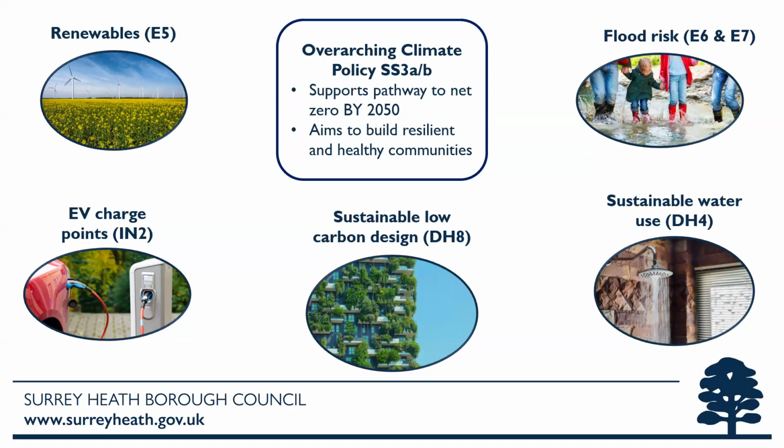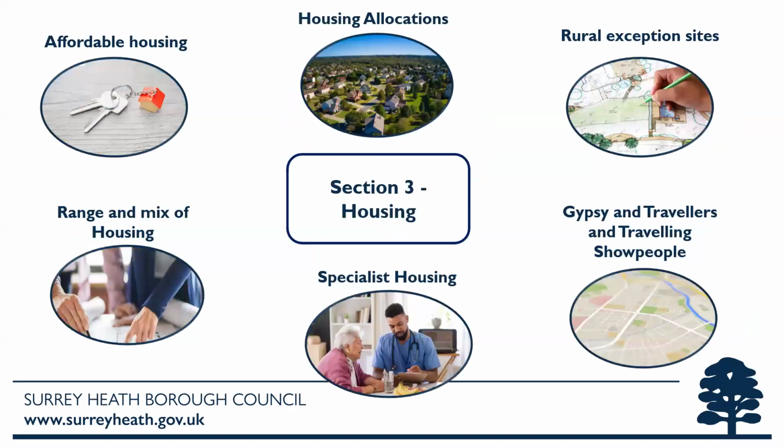Sustainable water policy DH4, which sets the maximum requirements for water efficiency and sets expectations for rainwater recycling. Flood risk policy E6, which sets out detailed requirements to ensure that development in the borough reduces flood risk and minimises the impact of flooding from all sources, as well as watercourses policy E7, which seeks to protect and enhance main rivers, their flow and water quality.